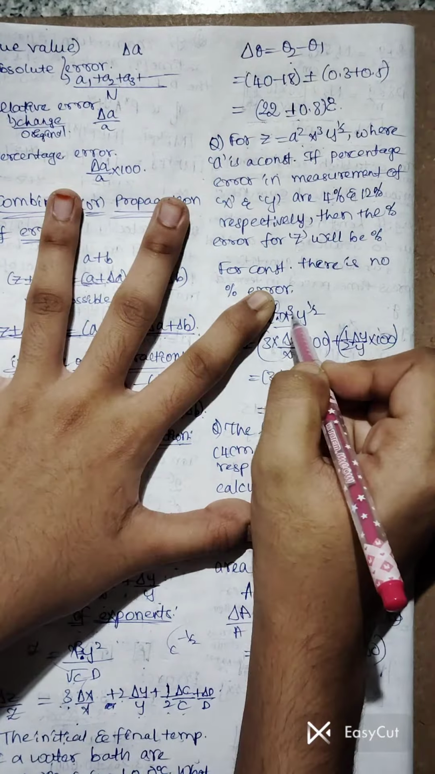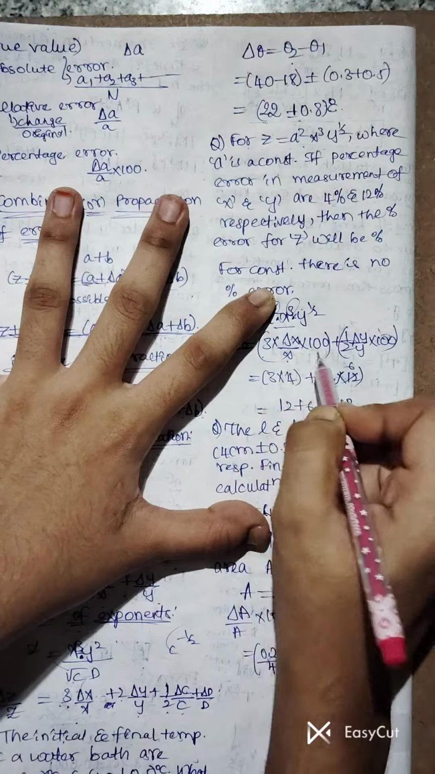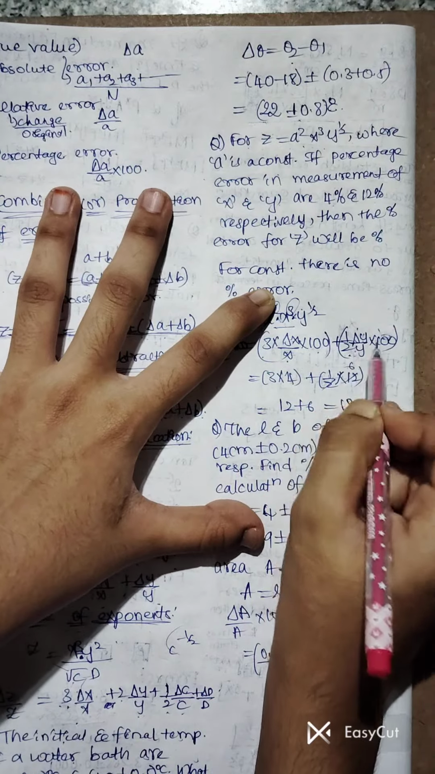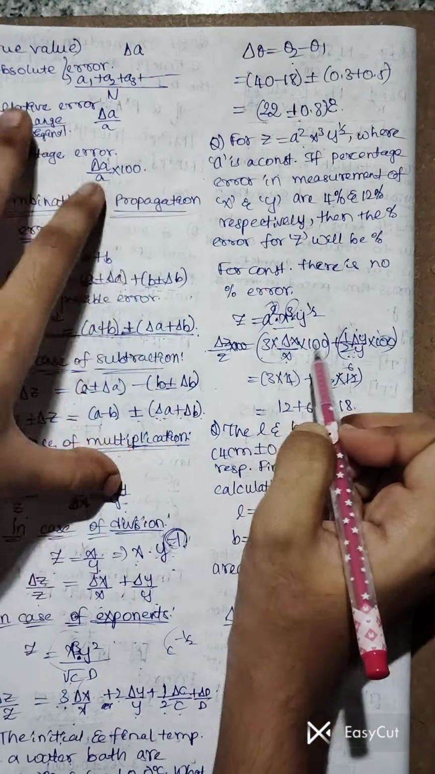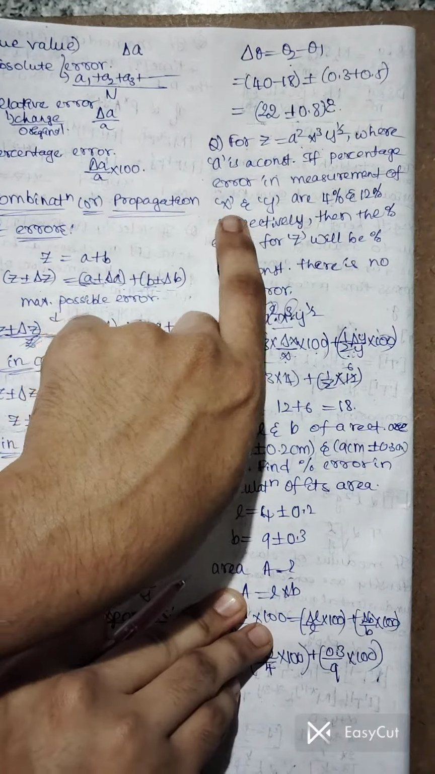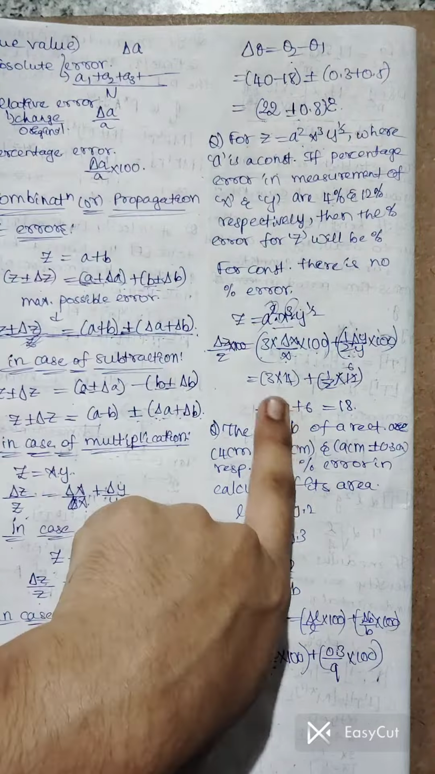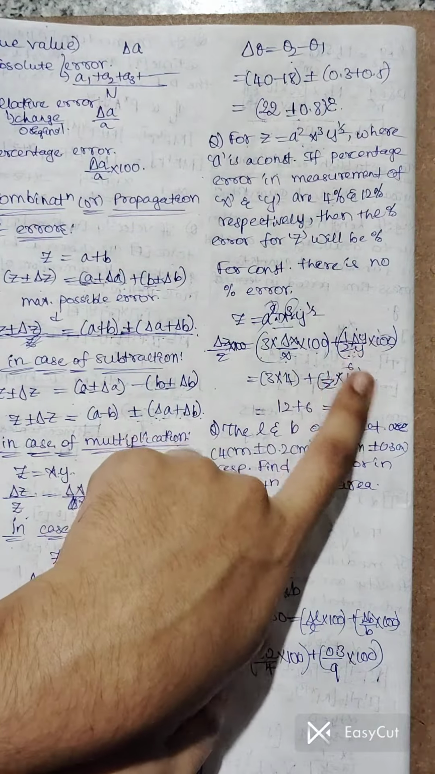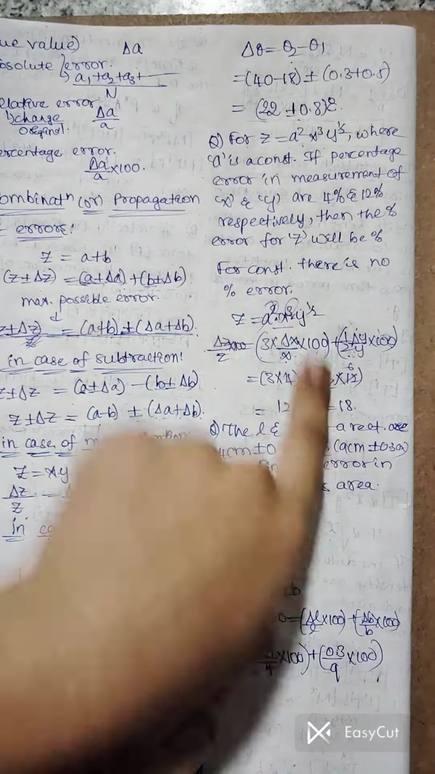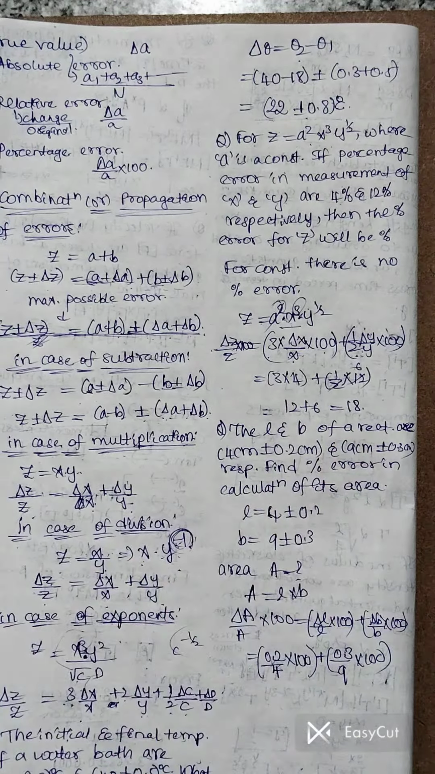For x cube, as here 3 is the exponent, so 3 into delta x by x into 100 plus 1 by 2 into delta y by y into 100. You know that here they have mentioned that percentage error in measurement of x, that is delta x by x into 100, was already given as 4. So you simply replace it by 4. And for delta y by y, it was mentioned as 12. And by simplifying it, you will get the value as 18.